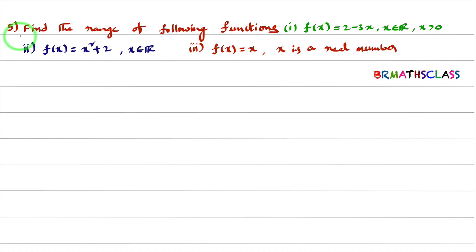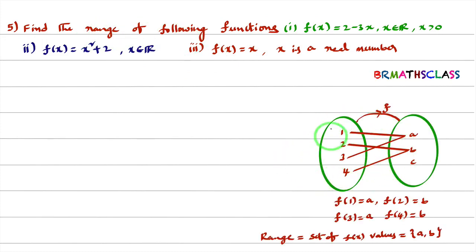This is fifth problem in exercise number 2.3, Relations and Functions chapter of class 11. You observe what they are asking. Find the range of following functions. We need to find range of these functions. Students will feel difficult to understand these questions. What is range of the function? You observe this diagram. It is a function because for every element in first set there exists only one element in set B. That's why it is a function.